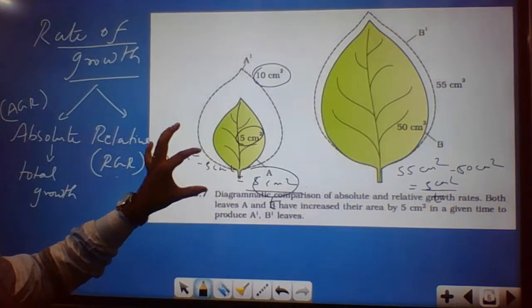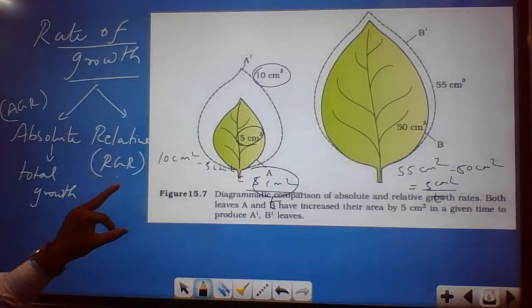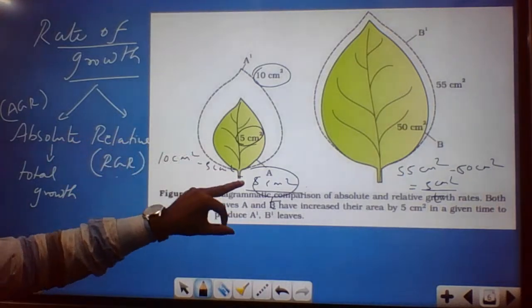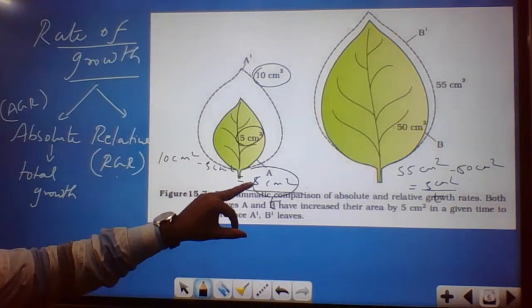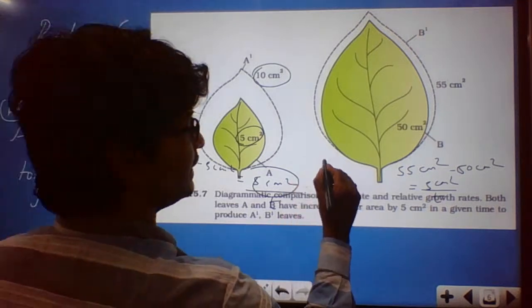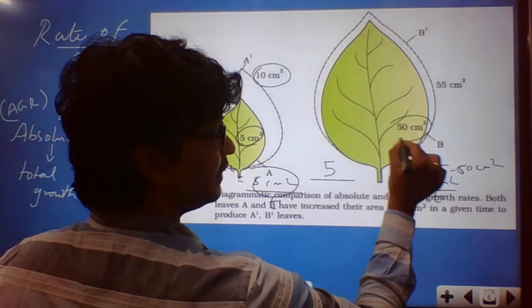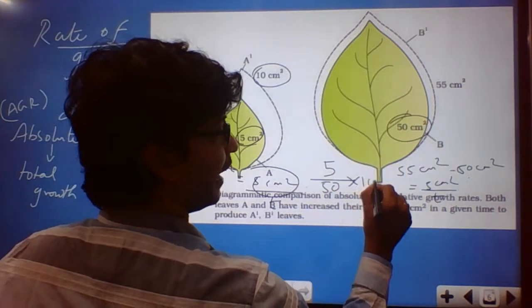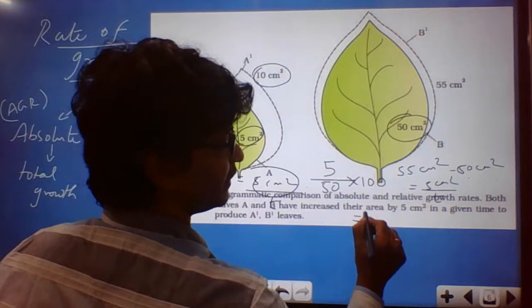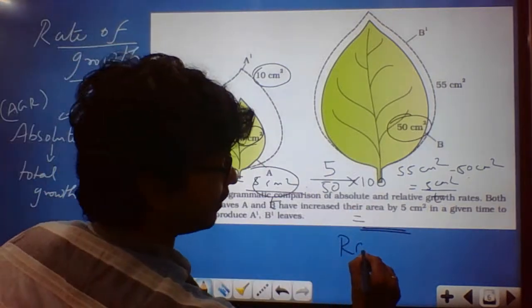If they ask you to calculate the relative growth rate, then what you have to do is calculate the 5 centimeter, which you can see in this case. This is the absolute growth rate. Divide 5 by the initial growth: 5 divided by 50 into 100. The answer that you get is your relative growth rate, RGR.